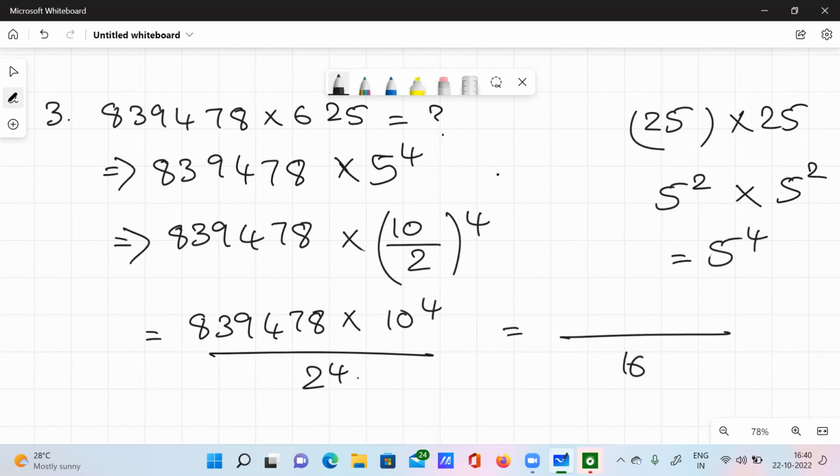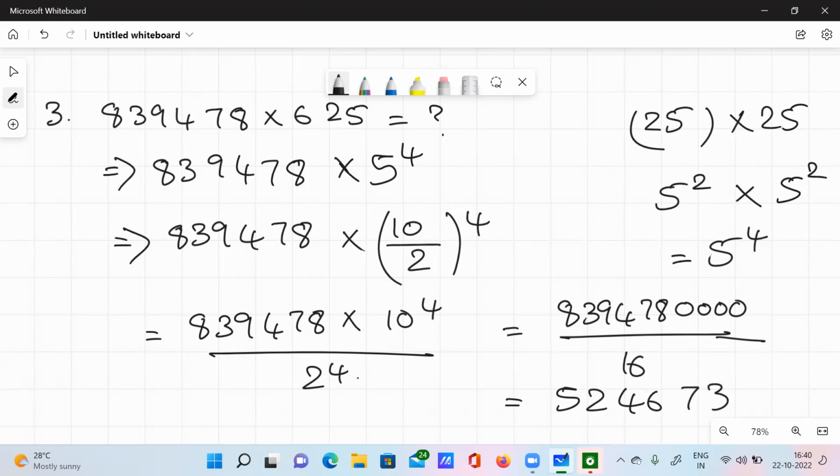Okay. And if you multiply these, what happens? You need to put 4 zeros beside this number: 1, 2, 3, 4. So it would be very easy to solve this. You will get an answer of something like 5, 2, 4, 6, maybe 7, 3, 7, 5, 0. So this would be your answer. Okay.